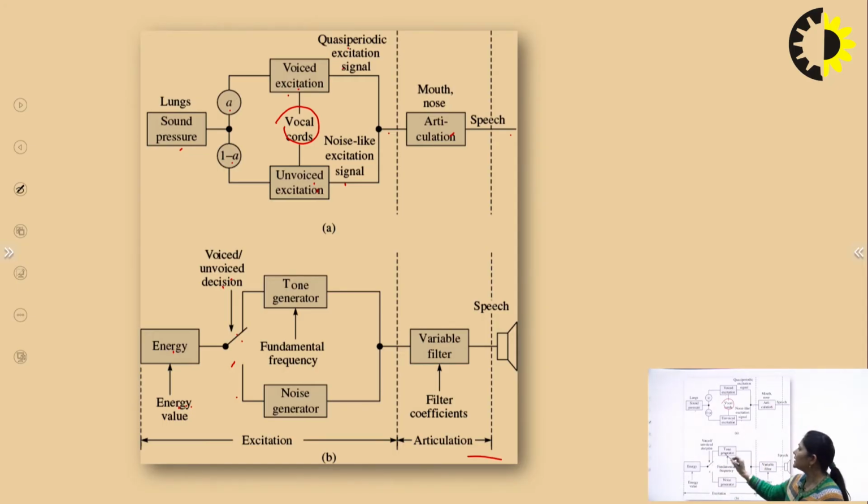If the voice signal has to be generated, then it will go to tone generator, that was generating a particular frequency, so that's why it is connected to fundamental frequency. And if unvoiced signal has to be generated, then it will go to noise generator. Both will combine together. Then there is a variable filter or filter coefficients will be there, and accordingly this is the speech signal, this is the articulation or the speech signal that will be generated. So this is how this system will work similar to the human speech system.